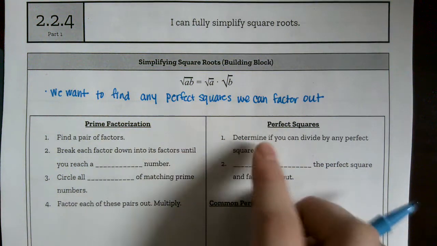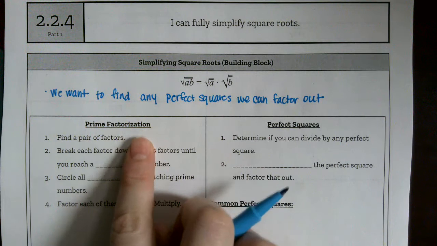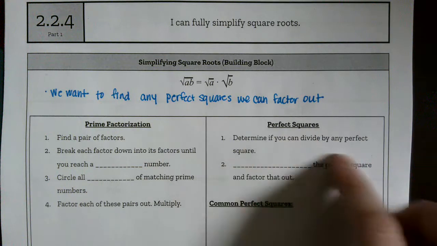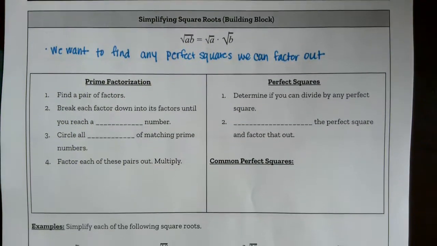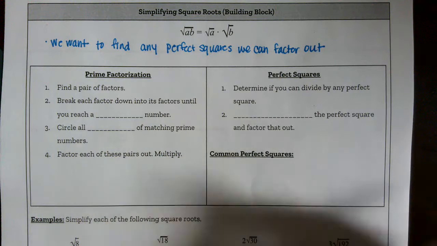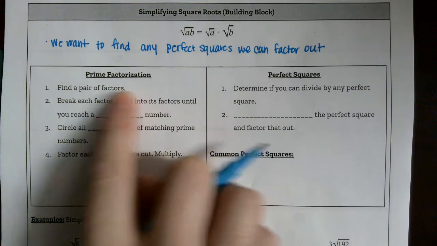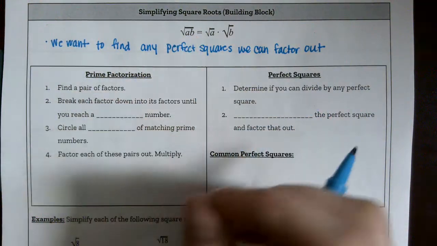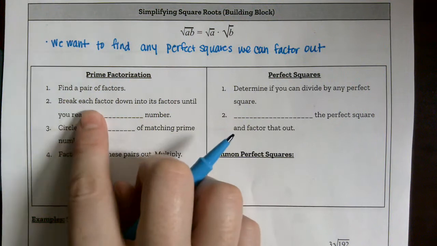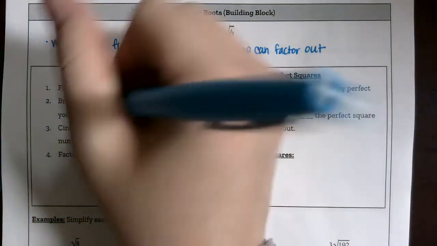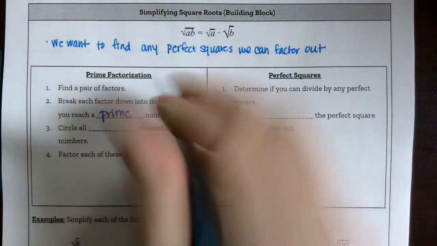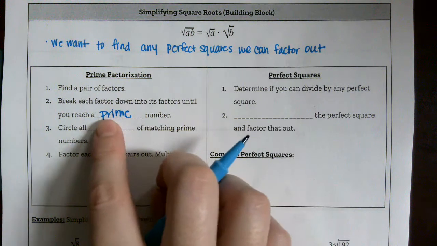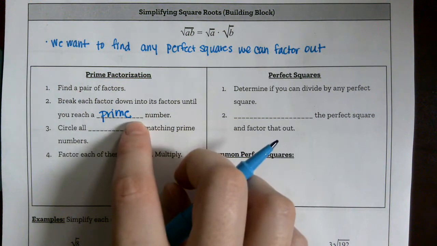And there's really two ways that you can do this. You can do this through a process called prime factorization, or you can do this by simply remembering all the perfect squares and finding them. So let's quickly write down the steps for each, and then I'll go through a couple of examples. So for prime factorization, you just find a pair of factors for whatever number is underneath the square root. You find two things that you can multiply by. Then you break each of those down into its factors until you reach a prime number. Prime numbers can only be divided by themselves. Basically, that means keep breaking numbers down until you can't break them down anymore.